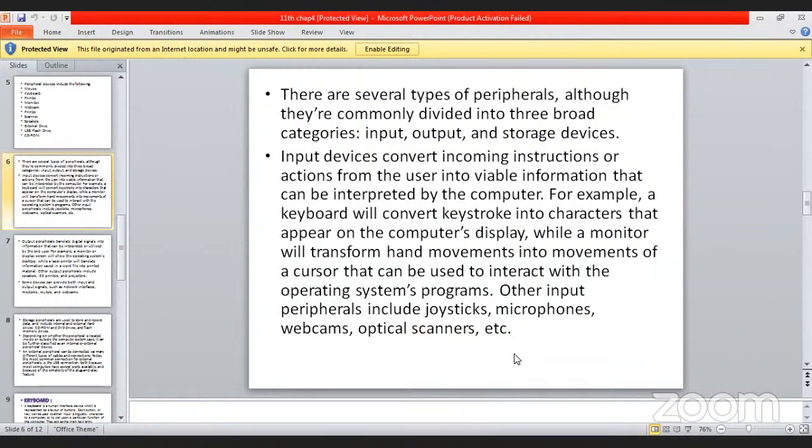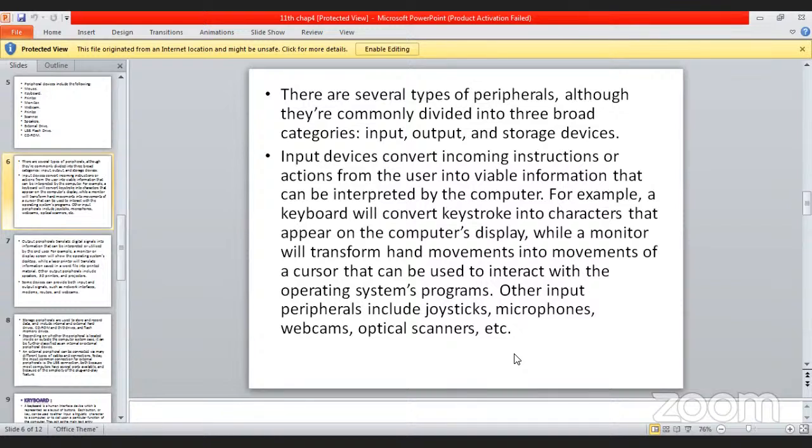What interact? That interact will be our OS, means our operating system programs. In another input, the peripheral includes the joysticks, microphones, as well as webcams and optical scanners also. So all the different types of input devices are mainly presented here, and how they actually work.